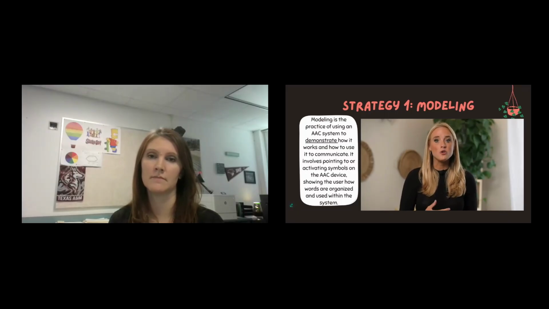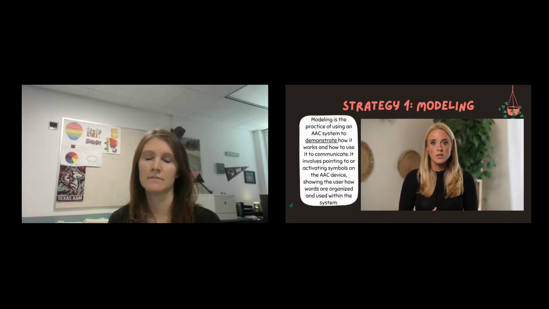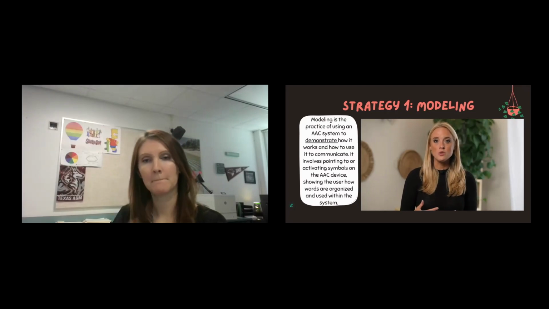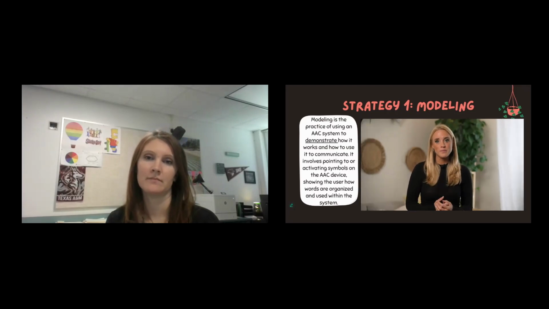This not only helps increase the amount of words a child sees modeled, but it can also help an AAC user be more excited to use their system. If everyone in the family uses AAC to communicate, it normalizes AAC as another communication modality.